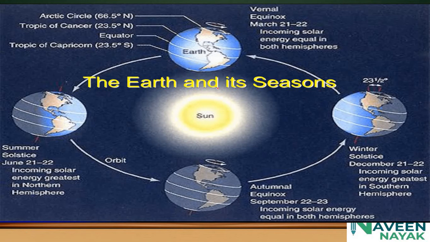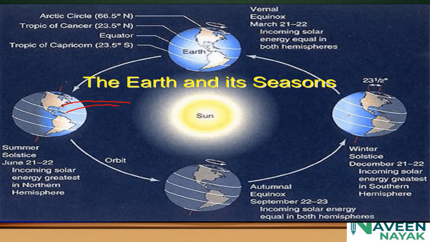You can see here the earth and its seasons. Due to revolution, the seasons come. You can see the summer solstice, June 21 to June 22, when incoming solar energy is greatest in the northern hemisphere. See here, in the summer solstice the northern hemisphere faces towards the sun, and in the winter solstice incoming solar energy is greatest in the southern hemisphere.